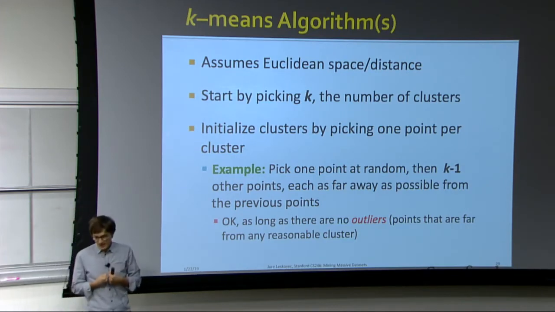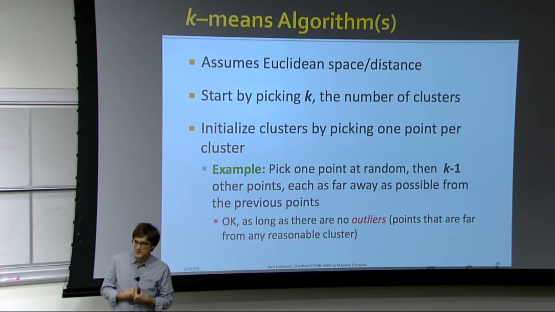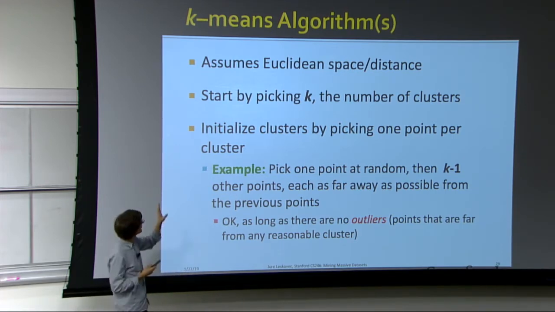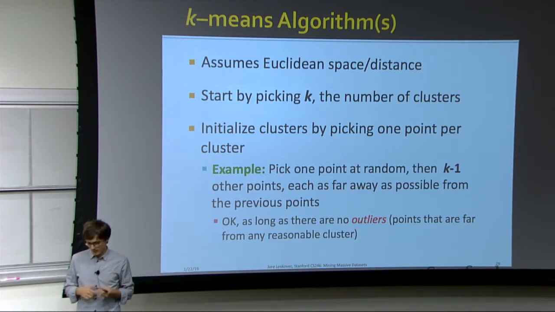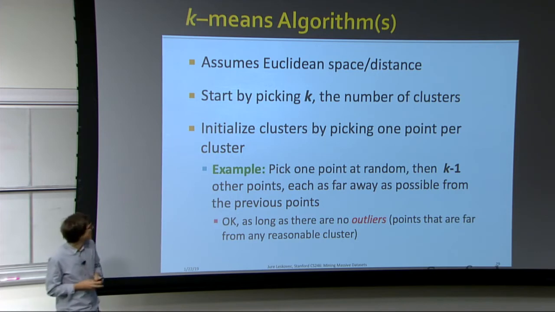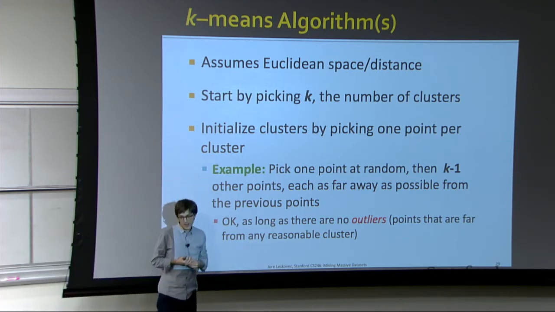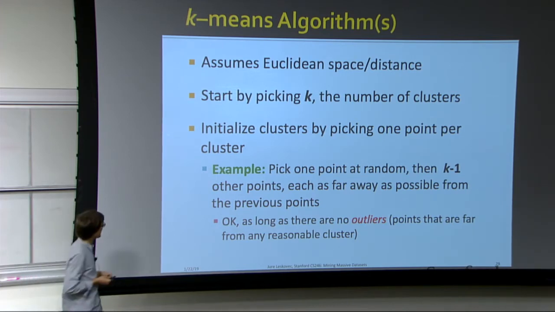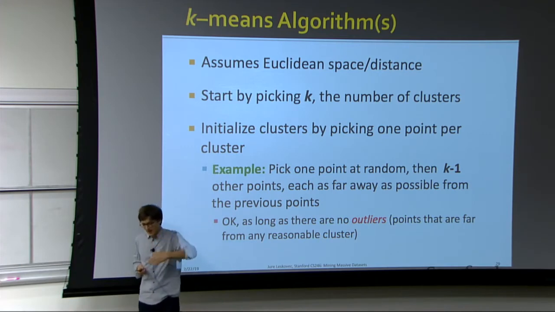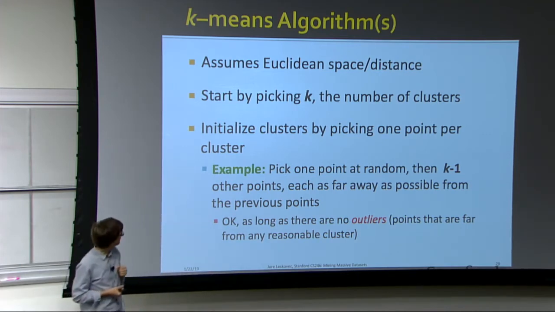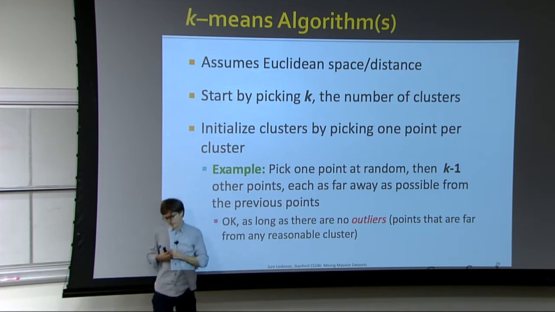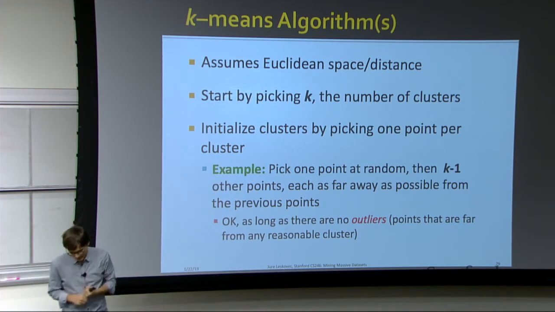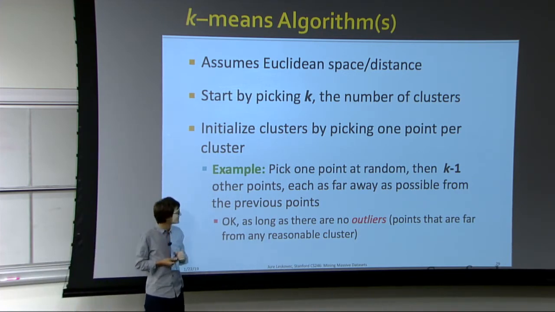So the first thing is that k-means assumes Euclidean distance and space. Hierarchical clustering we can do over weird sets and so on. K-means we can only do over Euclidean space and Euclidean distance. And we will basically pick a number k, which is the number of clusters we want to identify. So we need to know k ahead of time. And then it will be an iterative updating algorithm where we will first pick k points that will serve as our cluster centroids. So we will pick one point per cluster.